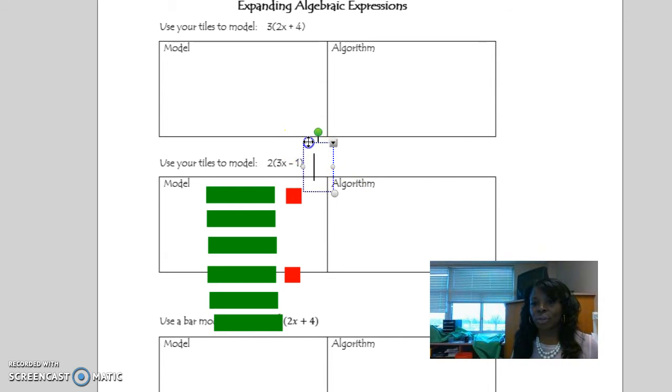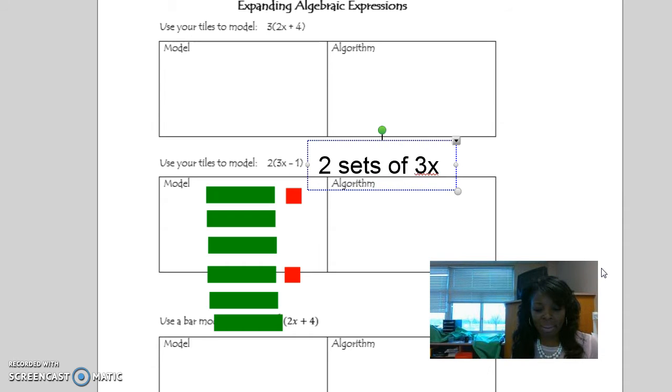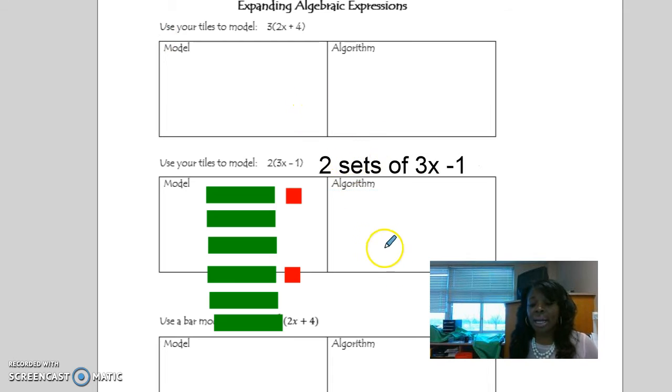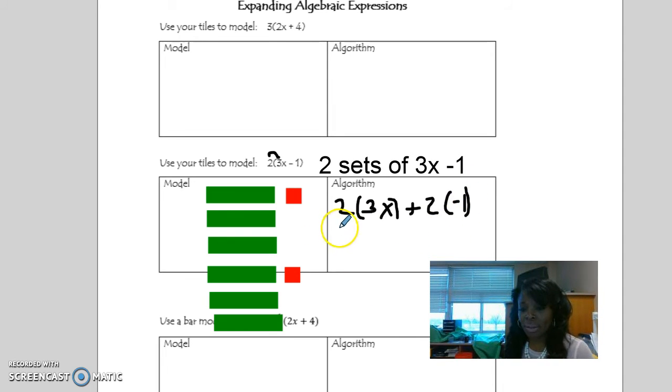So let's write out 2 sets of 3x - 1. Oops. Okay. And then let's do the algorithm, which is our process. 2 times 3x, or 2 sets of 3x. And that's 2, and draw the little line. And then positive 2 times -1. All right. So let's multiply it. 2 times 3x is 6 x's. And 2 times -1 is -2.